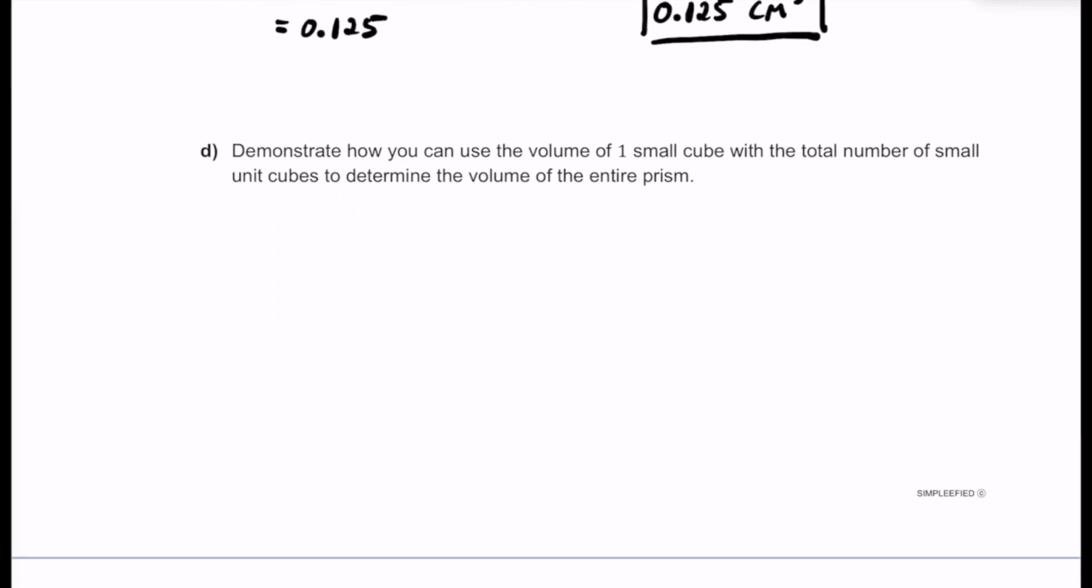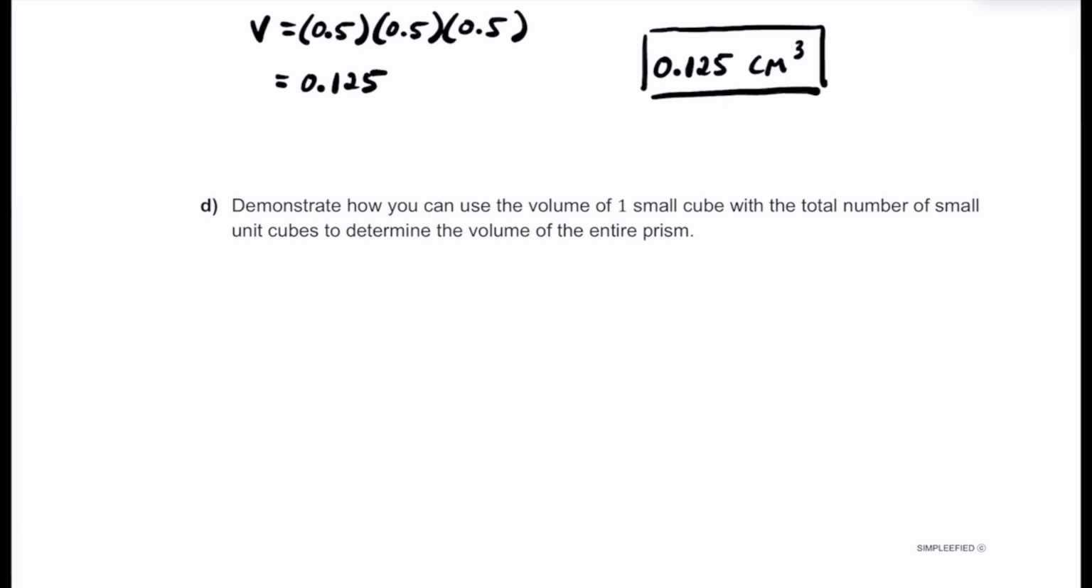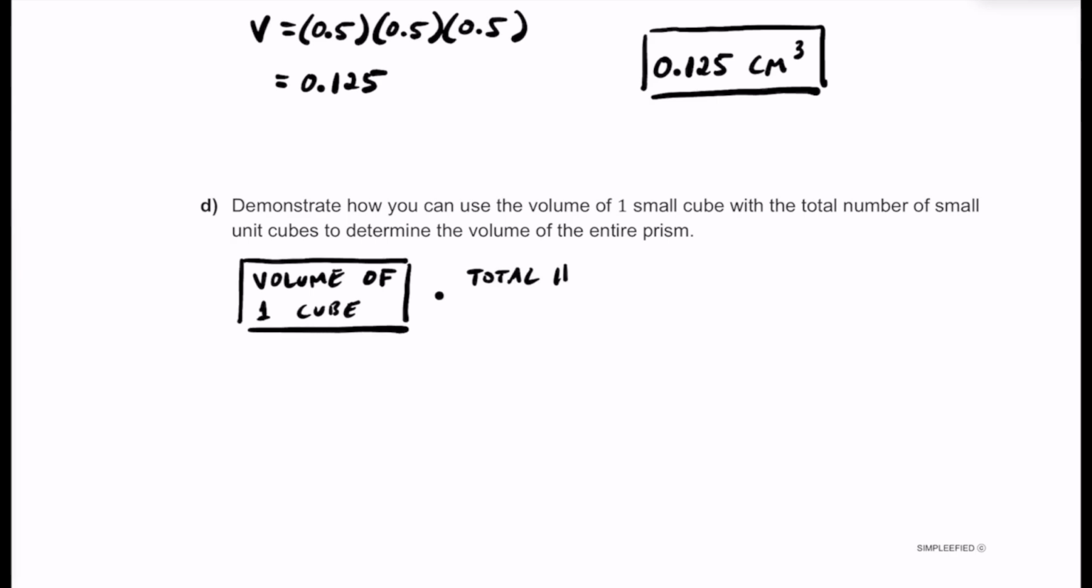For part D, it says, how can you use the volume of one little cube with the total number of cubes to figure out the volume of this entire prism? Well, we can go ahead and take the volume of one cube and multiply that by the total number of cubes. This will always get us the entire volume, or the total volume of the shape.